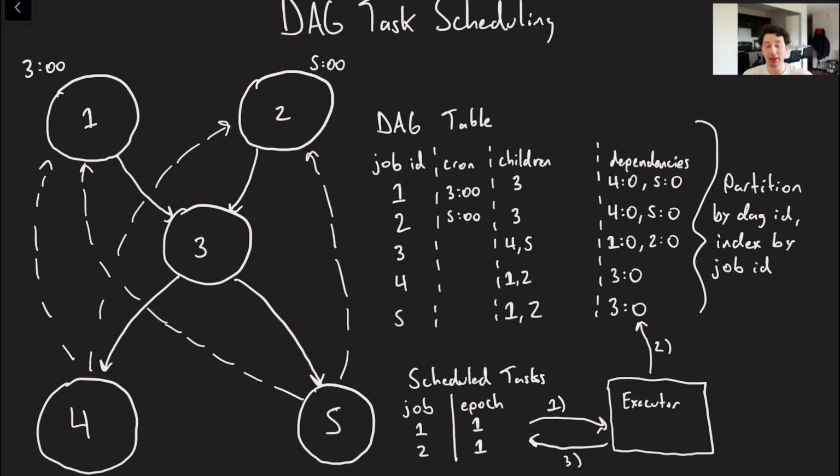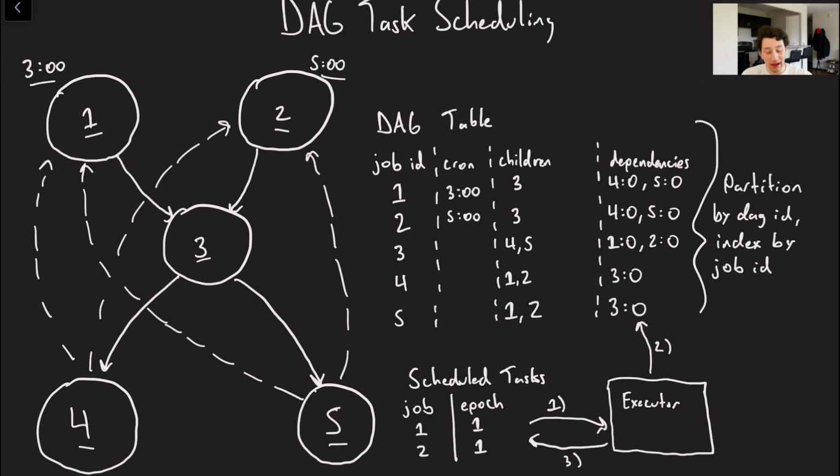So let's imagine we've got the following setup for a DAG. We've got jobs 1, 2, 3, 4, and 5. 1 and 2 are going to be the root nodes over here, and they're triggered at 3 o'clock and 5 o'clock p.m. respectively. Job 3 depends on the completion of 1 and 2. Job 4 depends on the completion of job 3, and 5 also depends on the completion of job 3.